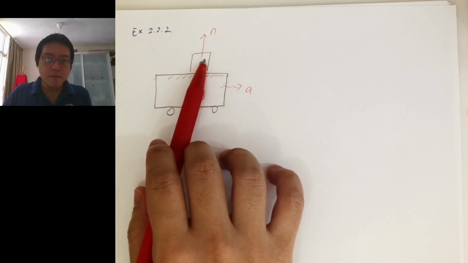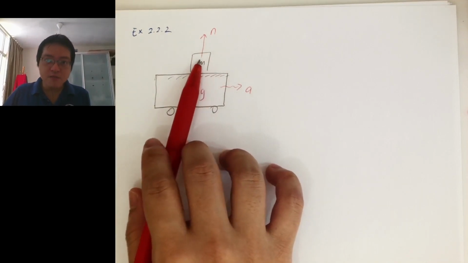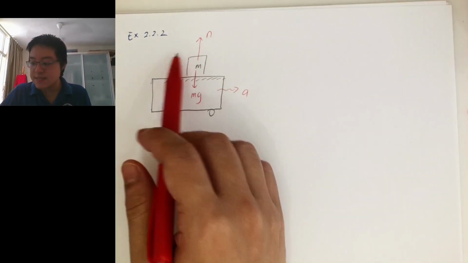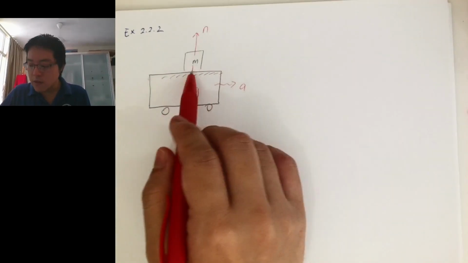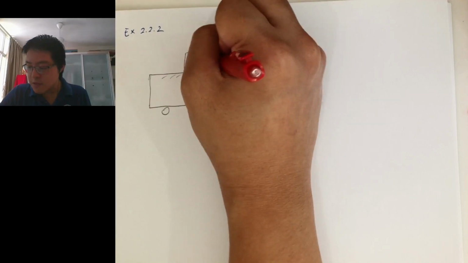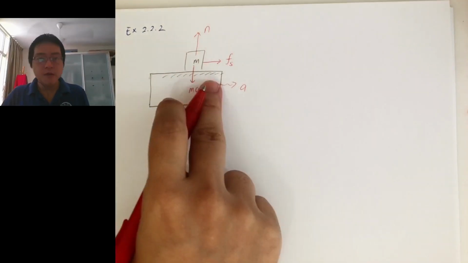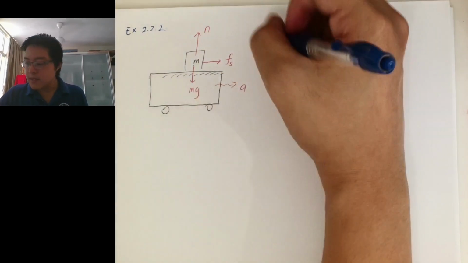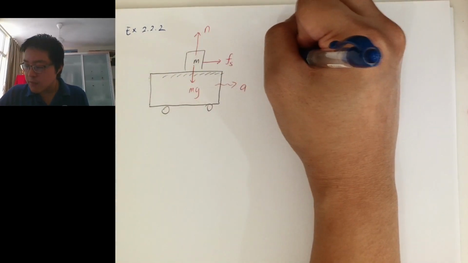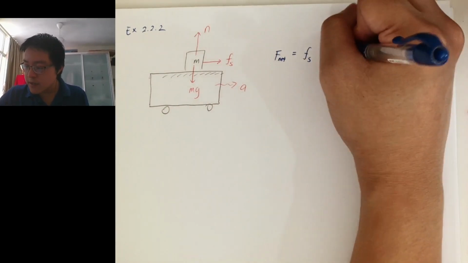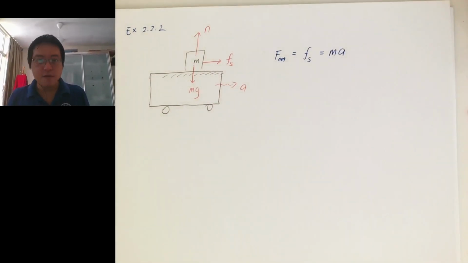Then obviously the box will accelerate together at A. What is the force that causes it to accelerate, since there's nothing else touching it? The only force that can cause it to accelerate is the static friction. So the net force acting on the box M is only static friction, and by Newton's second law, it is mass times acceleration.